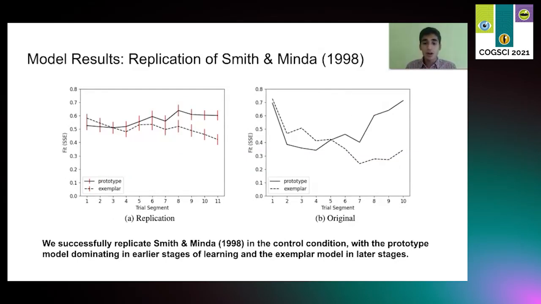Here we compare the results from our control condition to the results from Smith and Minda's original experiment. In this case, the prototype and exemplar models were fit for each subject and for each trial segment, and we used the sum of squared errors between the predicted and observed probabilities for the entire trial segment as the measure of model fit, just as in Smith and Minda's 1998 paper. Indeed, we successfully replicate Smith and Minda's 1998 results in the control condition, with the prototype model dominating in earlier stages of learning and the exemplar model dominating in later stages.